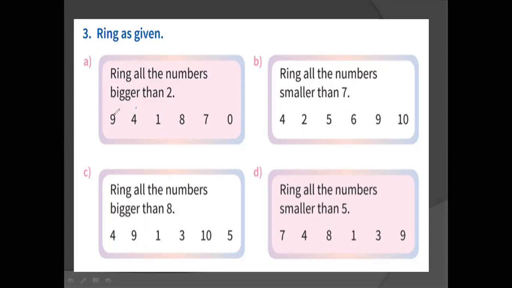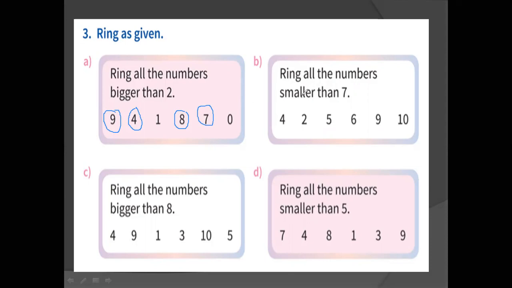9 is bigger than 2? Yes, 9 is bigger than 2, so you ring it. Okay. Next, 4 is bigger than 2? Yes, of course. 1 is bigger than 2? No, 1 comes before 2, so it is not bigger. 8 is bigger than 2? Yes. 7 is bigger than 2? Yes. 0 is bigger than 2? No. Before 2, only 0 and 1 come, so it is also not bigger.